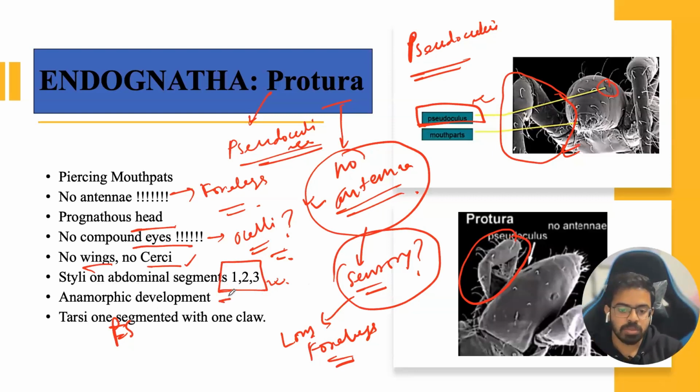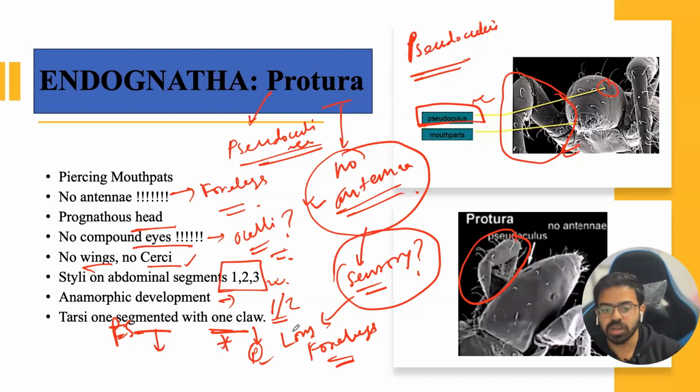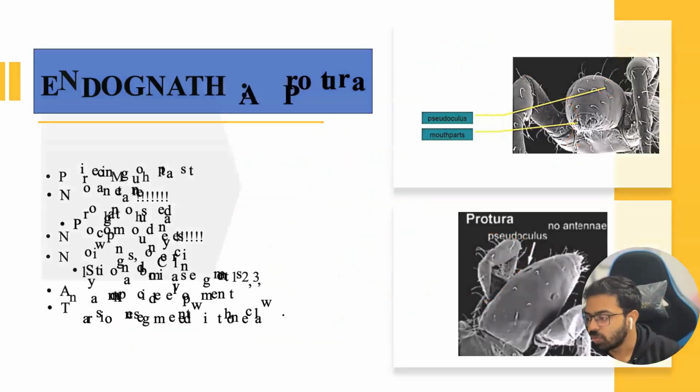Then anamorphic development. I think you already know the anamorphic development, so I'm not explaining all this. Tarsi are one-segmented with one claw. This is important. Everyone reads tarsi one-segmented, but how many claws are there? It is either one or two. It is one in the case of Protura. Okay, so just take a note of it, some small points, because you simply forget these points. Try to take a note of it.